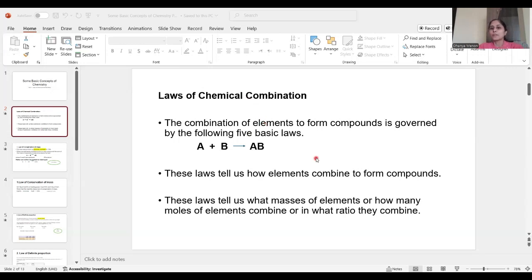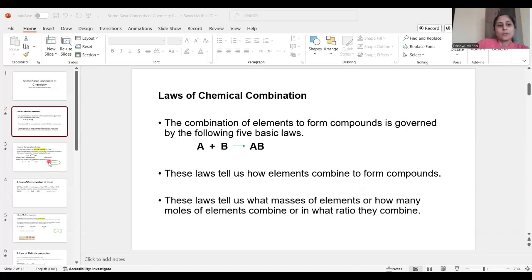Okay, so the law of chemical combination, the different laws tell you the different amounts or the different masses or different moles of the reactants that combine to give you the product. Okay, so जब भी reaction, let's move on.